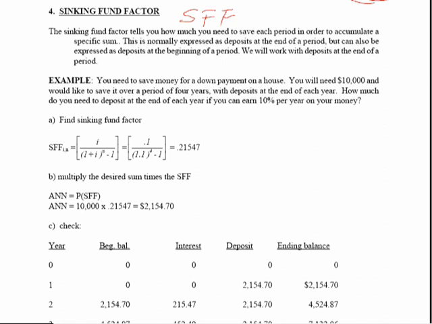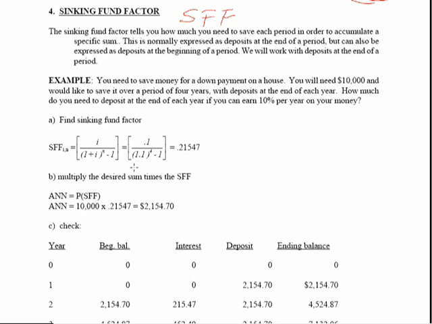In this example, what we're doing is we're saving for a down payment for a house. So we calculate we're going to need $10,000 in 4 years to buy a house for a down payment. And what we're going to do is make equal deposits at the end of each year. And we want to put away enough money into this account that's earning 10% interest per year to have exactly $10,000 at the end of 4 years. That's a very good example of a sinking fund.